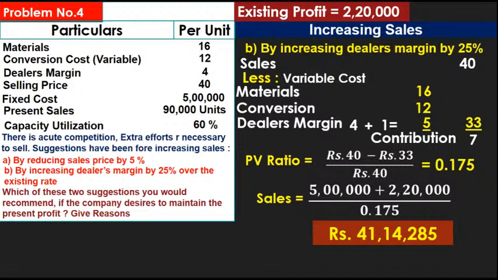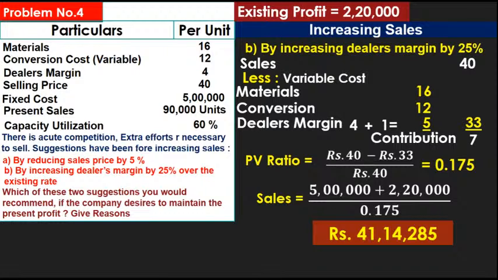When the company makes a sale of rupees 41,14,285, then the company will get a profit of rupees 2,20,000. Okay, now I have to see how much the number of units to be sold.